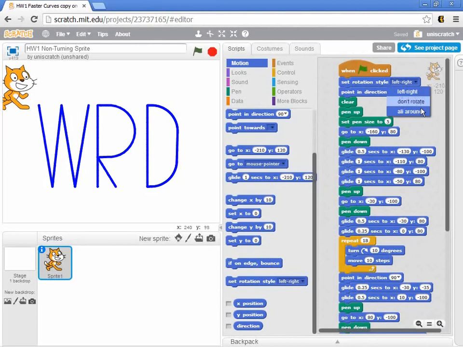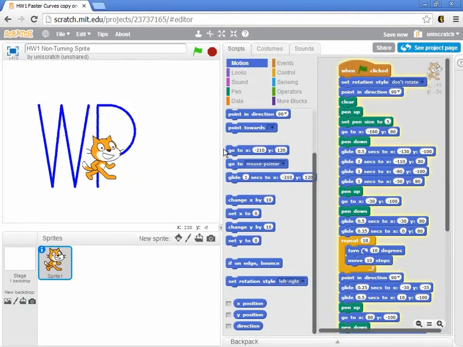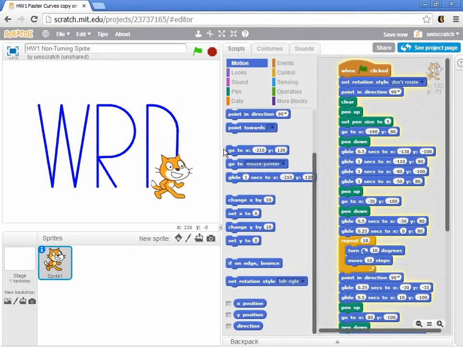The other one that we can do is to use don't rotate at all, which basically says I'm going to have him always pointing the way he would look if he were pointing 90 degrees. And so now when we make this, he will never rotate. He will always stay in that 90-degree configuration of pointing to the right. Okay? And so if you don't like the cat being on his head and at funny angles, you can change that with set rotation style.